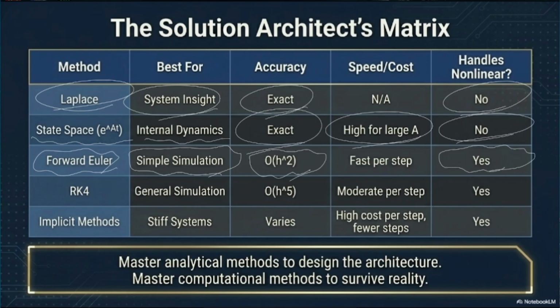RK4 is something that, for FYI, you can read about later on. But one important thing is that this guy is O(h^5). It means that if your step size is reduced by half, your actual error would be reduced by half to the power of 5, which is very, very impressive. Obviously, it's going to increase your computational time, but it's going to be worth it. And it can also handle the nonlinear modes. And then we do have the implicit methods, which are not very important.